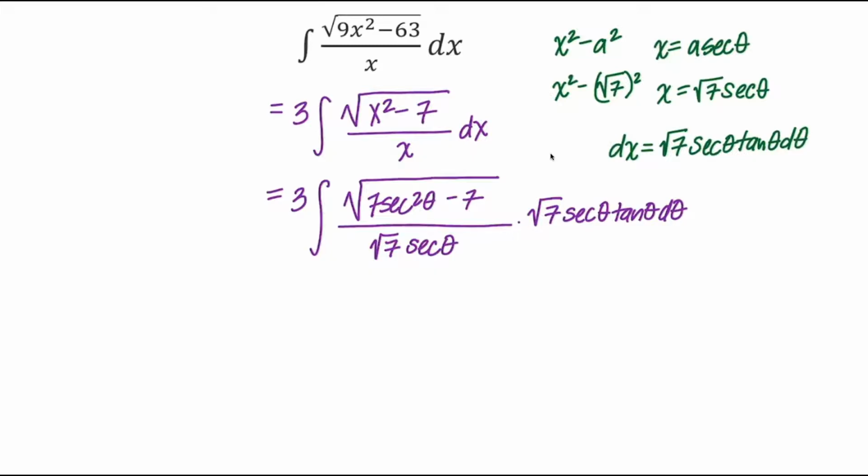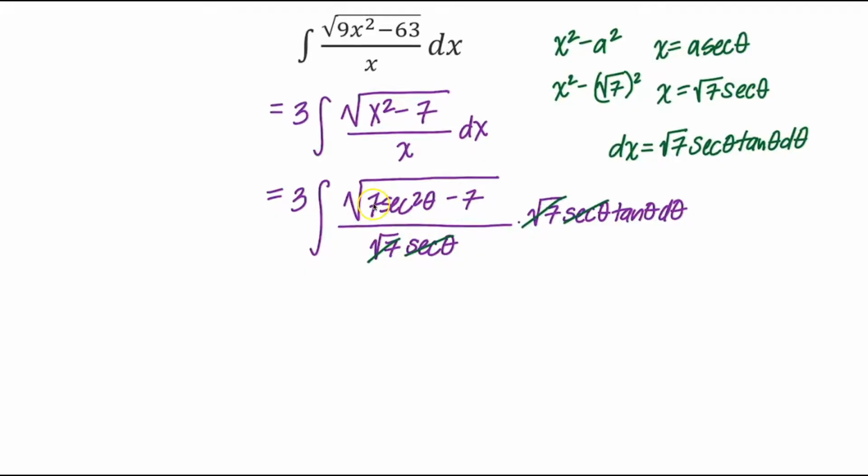All right, a couple of nice things happen. So the square root of 7 over the square root of 7 is 1. Secant theta over secant theta is 1. So now underneath the square root here, I have two terms with the 7 in common.